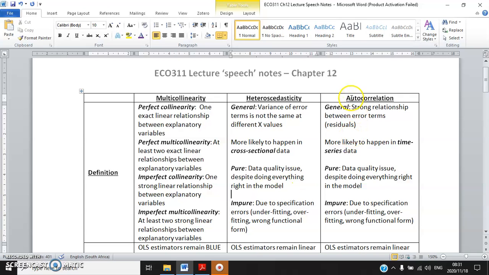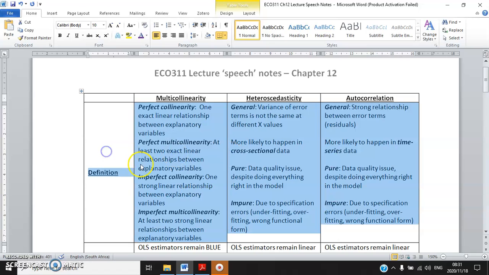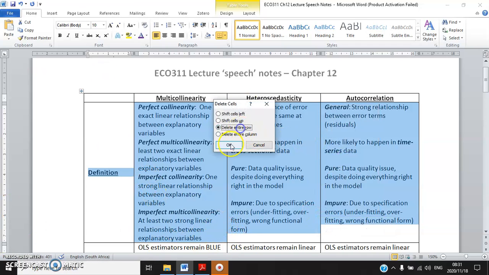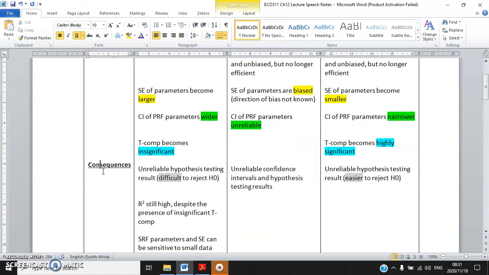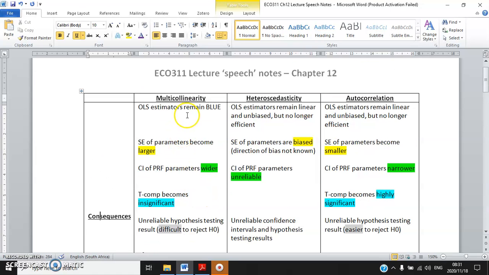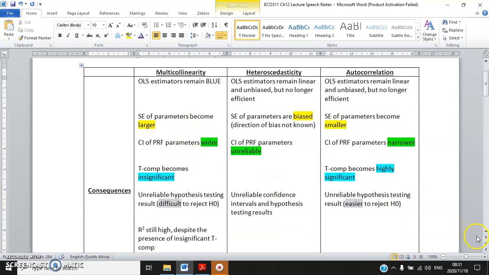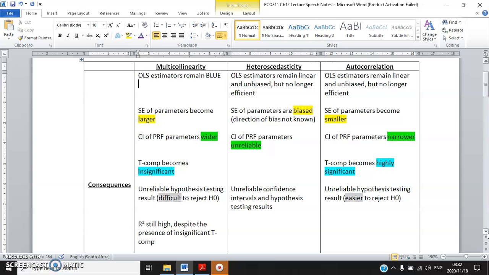And then the same for autocorrelation, general definition. You need to know it is more likely to happen in time series data, and then the pure and impure case of autocorrelation. Okay, consequences, and then I give you some suggestions to memorize these consequences more easily. So let me just stop here, and then I want you to look at the suggested answers for 1 minute, just to compare the 3 columns.